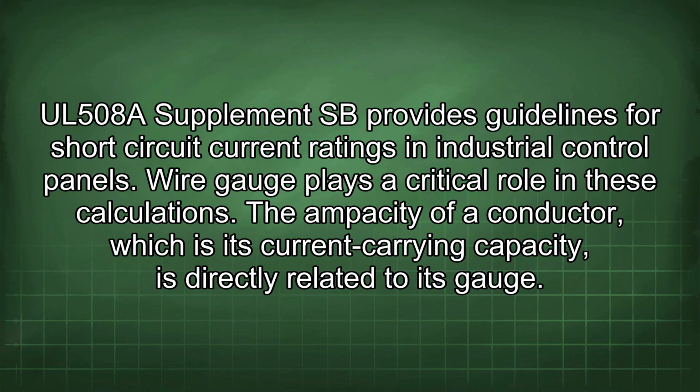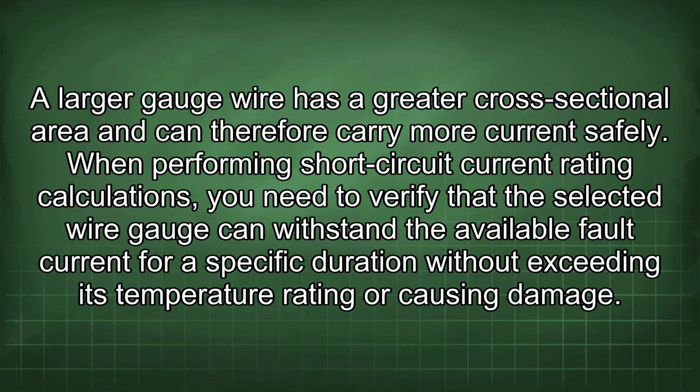UL508A Supplement SB provides guidelines for short-circuit current ratings in industrial control panels. Wire gauge plays a critical role in these calculations. The ampacity of a conductor, which is its current carrying capacity, is directly related to its gauge. A larger gauge wire has a greater cross-sectional area and can therefore carry more current safely.